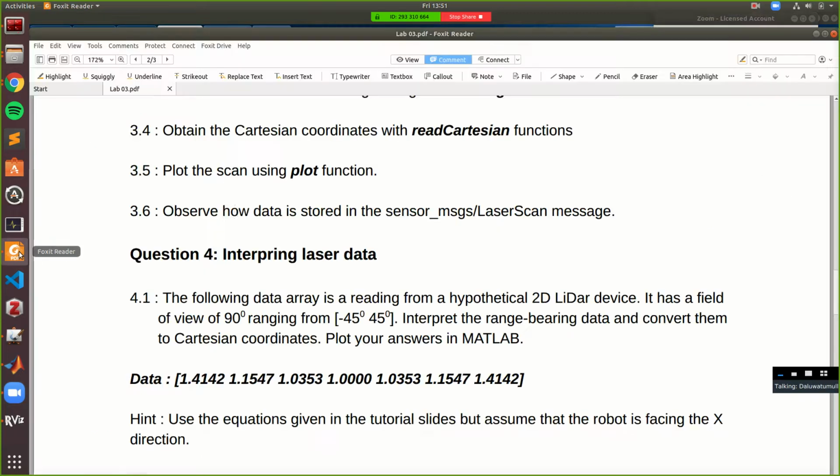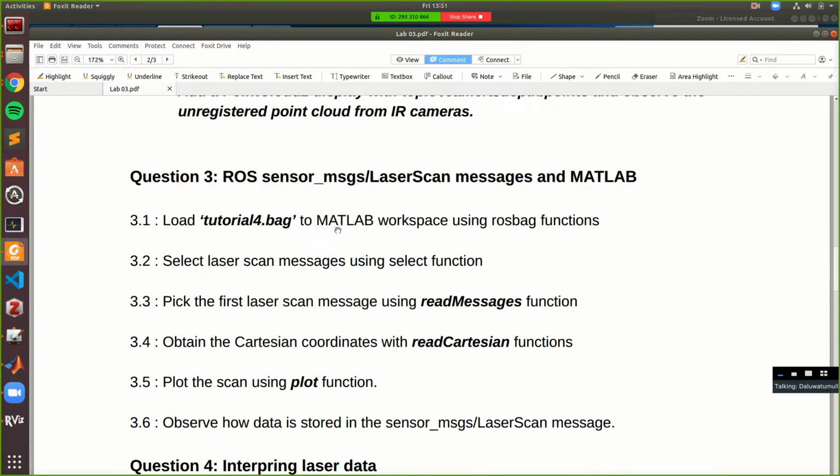All right, guys. So what we're going to do is look at another ROS bag. It's in that folder under question 3. It's called tutorial 4.bag, and basically we're going to load it onto MATLAB like we loaded the previous ROS bag. And this ROS bag has laser information from a LiDAR, from a laser scanner.